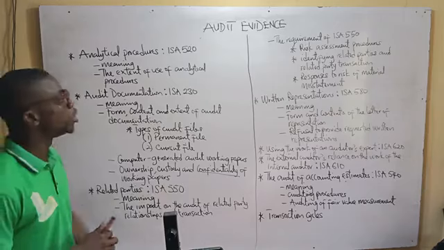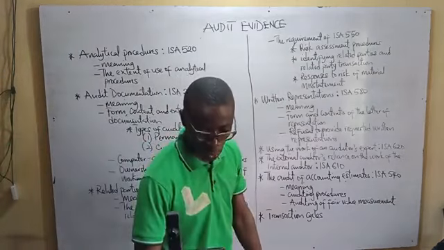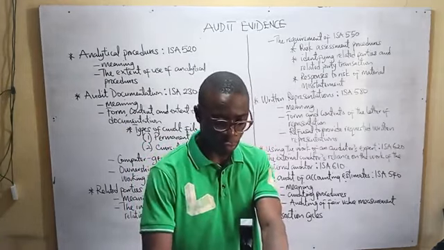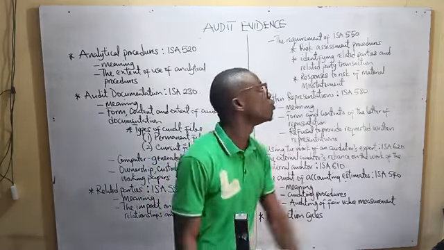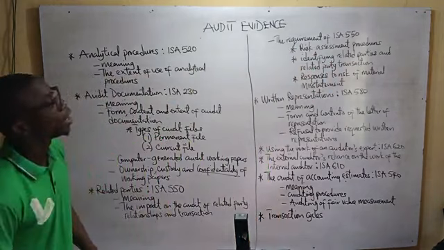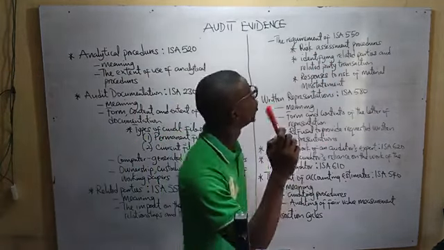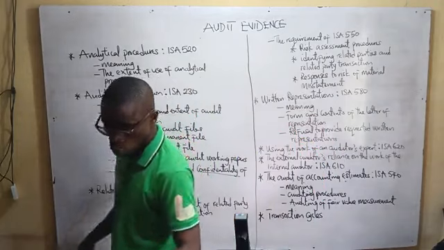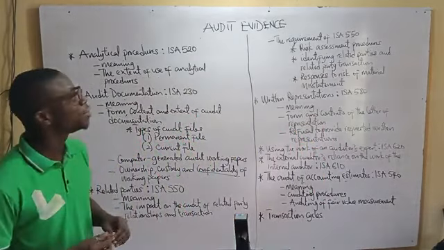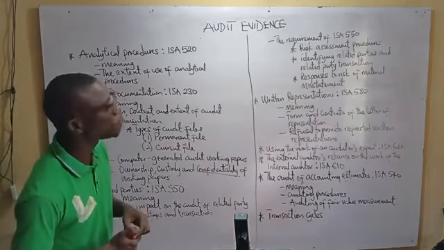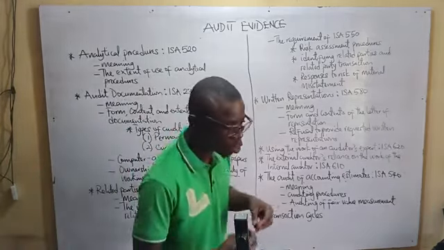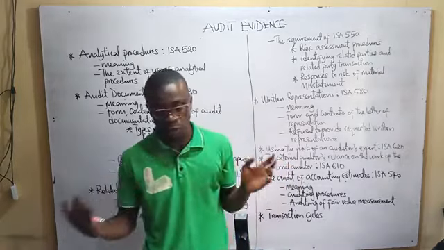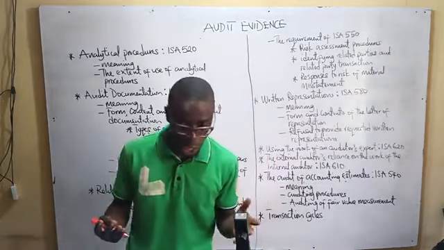Now, let's move to the requirements of International Standard on Audit 550, which is related parties. So we want to know the requirements. One of the requirements is that the auditor should carry out risk assessment procedures. I told you that it is not all related party transactions that have a high risk of material misstatement in the financial statement. Some do not, some do.